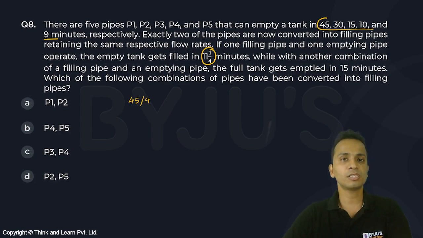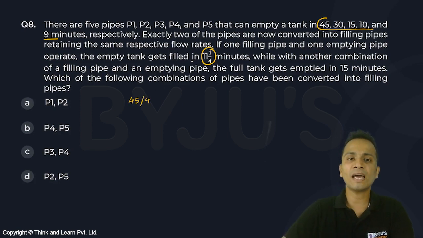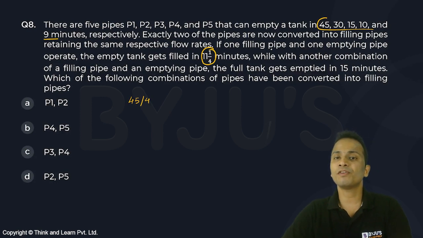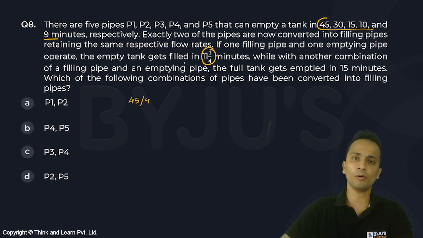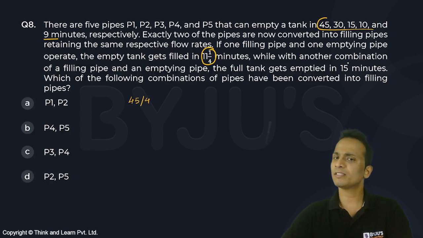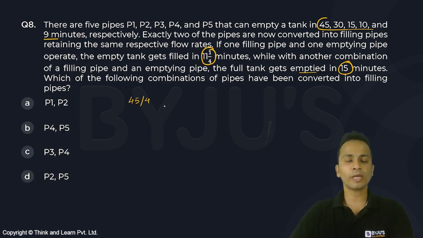This is the time in which the tank gets filled if one filling pipe and one emptying pipe operate. The next number is 15. With the other combination, the tank gets emptied in 15 minutes. Looking at all these numbers, these are the times in which a single pipe or a combination of pipes will empty or fill the tank. So now we need to assume the total work.